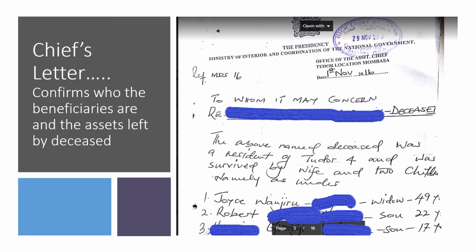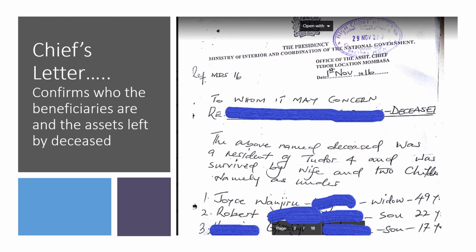And then the other thing that you have to worry about is the chief's letter. You have to go back to the place where the deceased was living and contact the chief there. Some people are well known to the chief, but some are not. If the chief knows you, it may make it just a little bit easier for you. The chief's letter just contains names of the beneficiaries and the assets that have been left behind.